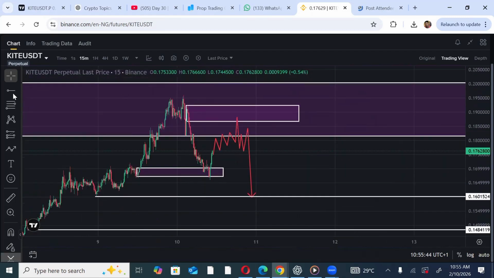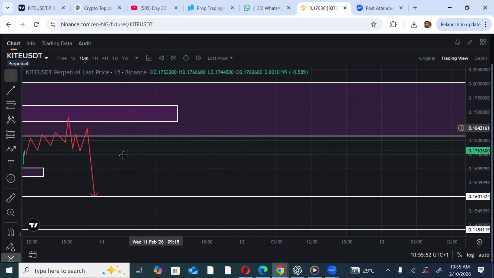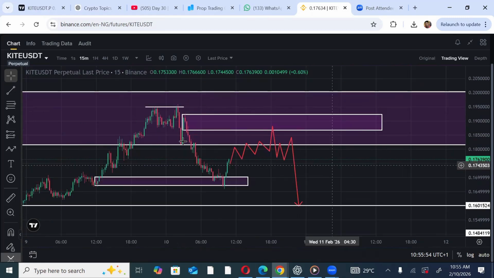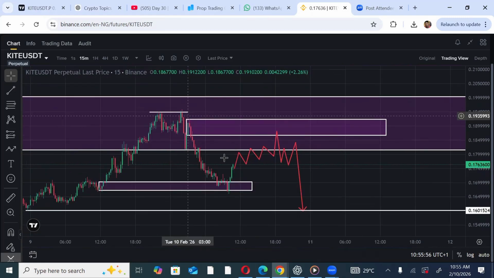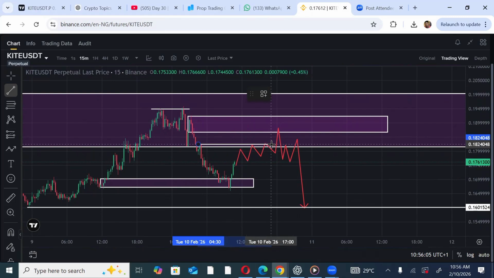Price is now bearish. Look at the bearish intent we had, right? Look at the bearish intent that price just showed us from a 4-hour supply. So from this 4-hour supply now, I'll start looking for sells. I won't be buying. I won't be buying.